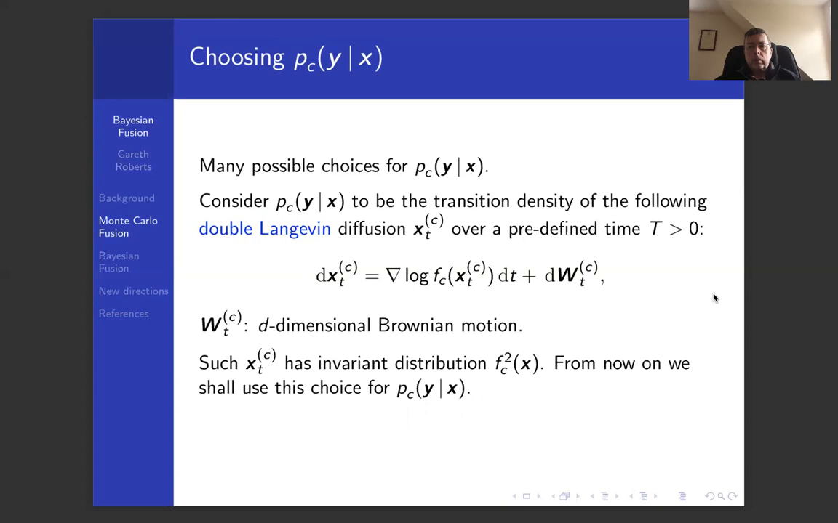Now, this may seem an odd choice if you consider that actually the transition density of a Langevin diffusion is almost always itself not tractable. So this doesn't allow us to write down explicitly the density g from the previous page. Nevertheless, this turns out to be natural for reasons which we'll go on to look at.